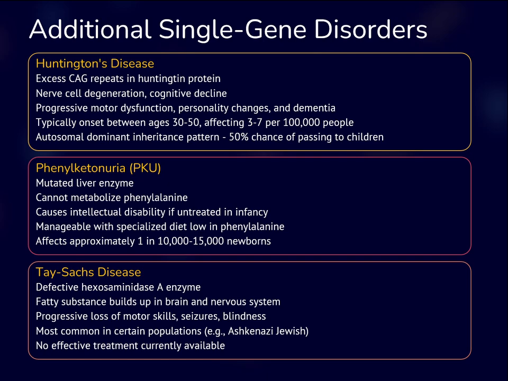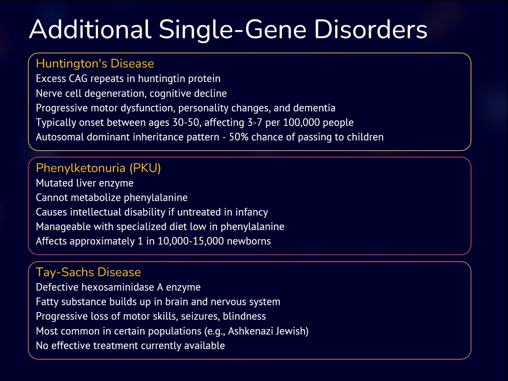Huntington's disease is different. It is caused by too many repeats of the letters C, A, G in the Huntington gene. This leads to a faulty protein that causes nerve cells in the brain to die. Symptoms like memory loss, mood changes, and trouble moving usually start in a person's 30s or 40s. And sadly, the disease gets worse over time.